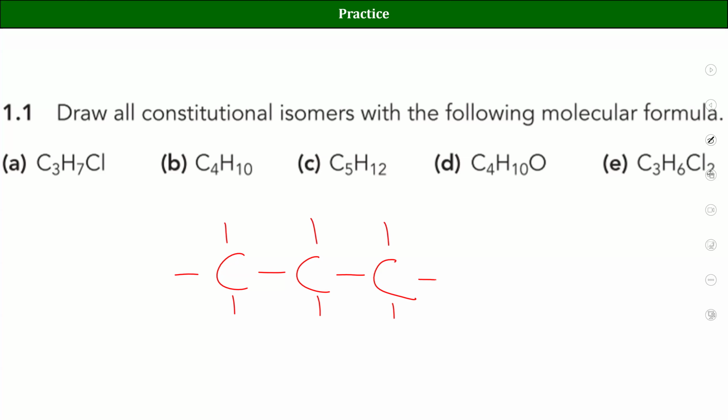Each one of them needs to have 4 bonds, so we can fill in 4 bonds. And then we've got 7 hydrogens, so we need 8 things around the carbons. 7 of them are hydrogens, 1 of them is chlorine. So we could put chlorine here and add hydrogen to the rest of them. There's 1, meets all of our criteria. What's another way we could arrange it?